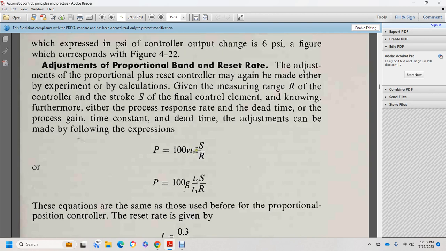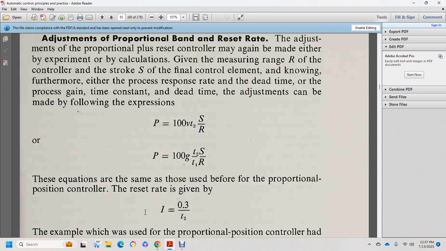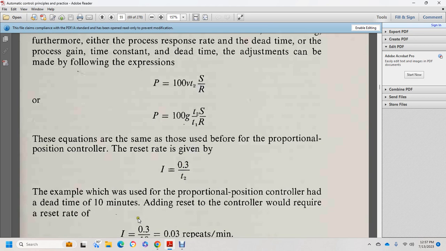Variable times dead time times stroke over range. You have proportional position 100 times gain times dead time over time 1 times stroke over range. This equation is the same as those used before. The proportional position control of the reset range is 0.3 over the dead time.